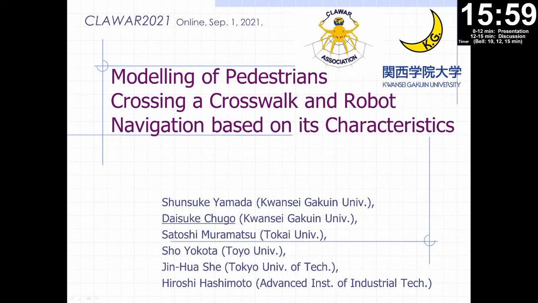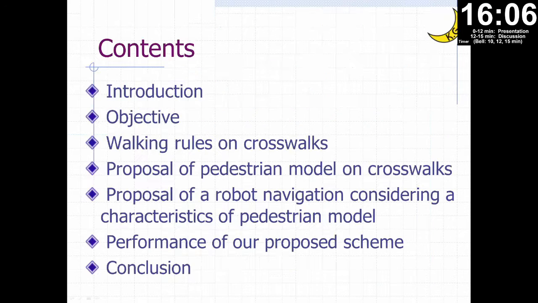My title is Modeling of Pedestrians Crossing Crosswalk and Road Navigation Based on Its Characteristics. First, I show the motivation and the objective. Next, I explain the walking rules on crosswalks in crowded environments. And I propose a pedestrian model of crosswalks, and a robot navigation considering the characteristics of the pedestrian model. And I show the performance of the proposed system. And last, I will conclude this research.